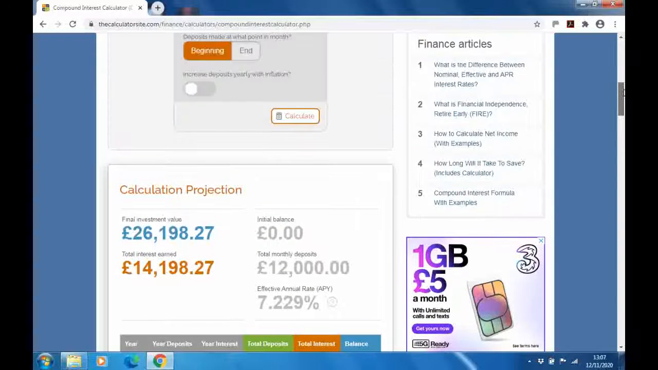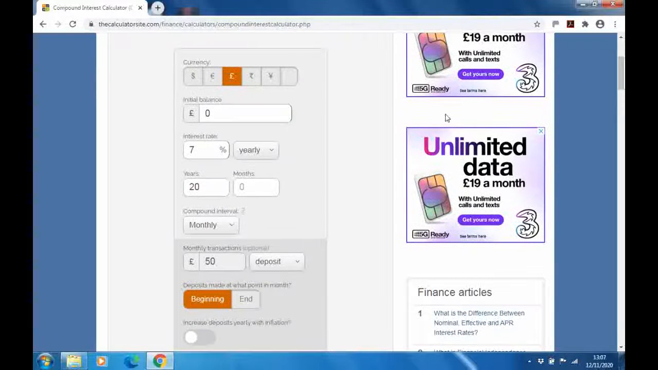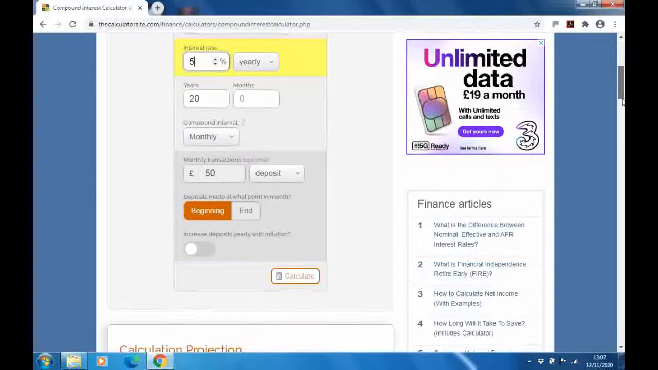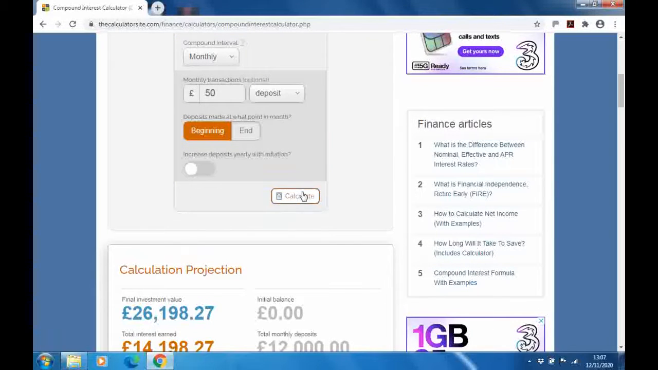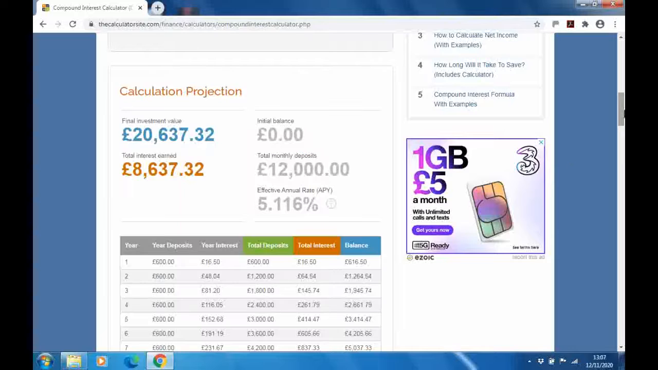of building wealth. I mean, you can change it around. If you think 7% is too high, you can swap it around to 5% and say it's more conservative, more realistic, possibly could be right. You can calculate it again using that, and it gives you different figures.